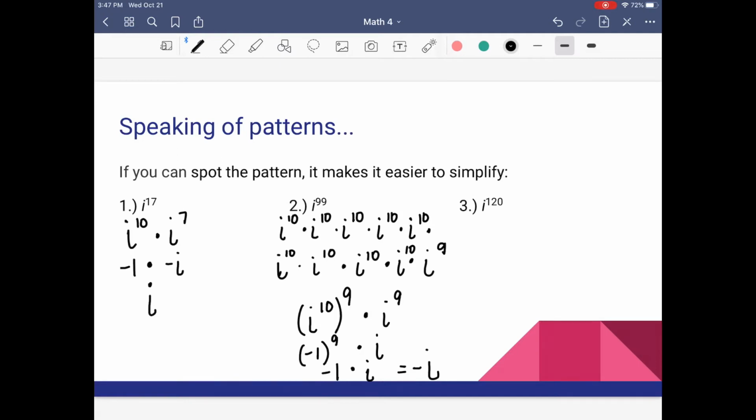All right, so then we have i to the 120. Again, if I were to do the same pattern, I would do it in 10s. If I split this up into 10s, I'm going to have i to the 10th and I'm going to raise that to 12. Why? Because I could chunk it into 12 units of 10. So we know that i to the 10th is equal to negative 1 to the 12th. That's an even exponent, so this is going to equal positive 1.